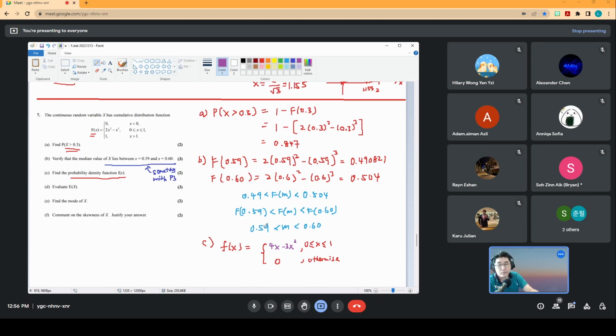That's all. Then after that, evaluate E of x. From part D, you should realize that in order to find the mean, you cannot do it straight from the capital letter F. We have no choice but to get it into the small letter f first before we can continue. So this one, I leave it to you.